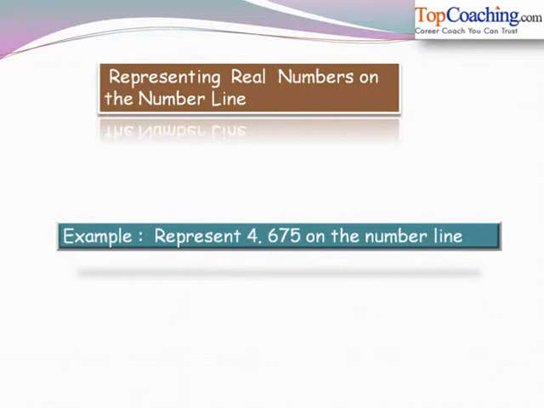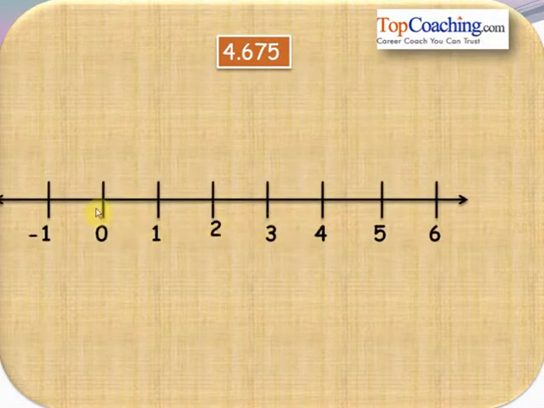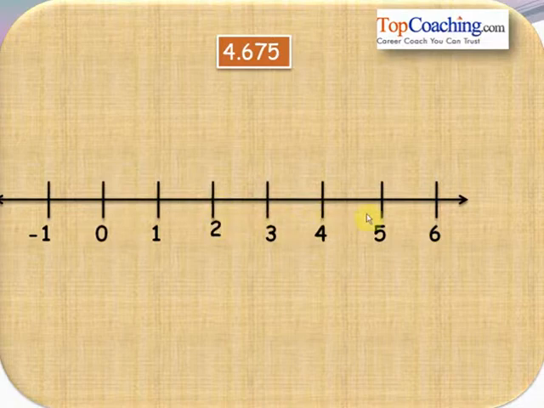We have taken this as a terminating decimal, but of course we know that representing 4 is quite easy, but representing 4.675 seems to be a bit complicated, and it is in fact a bit complicated, but its procedure is quite simple. So let's try to see how to actually represent a number like 4.675 on the number line. So we have to represent the number 4.675. In the first step, we draw the number line. So this is our number line where this is represented by 0, this is 1, this is 2, this is 3, this is 4, this is 5 and this is 6.